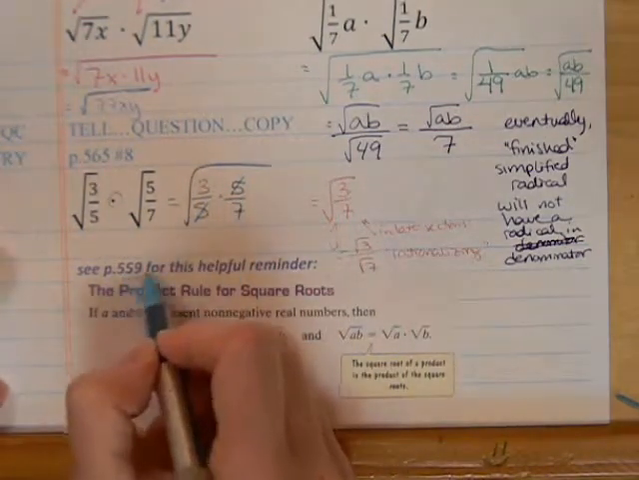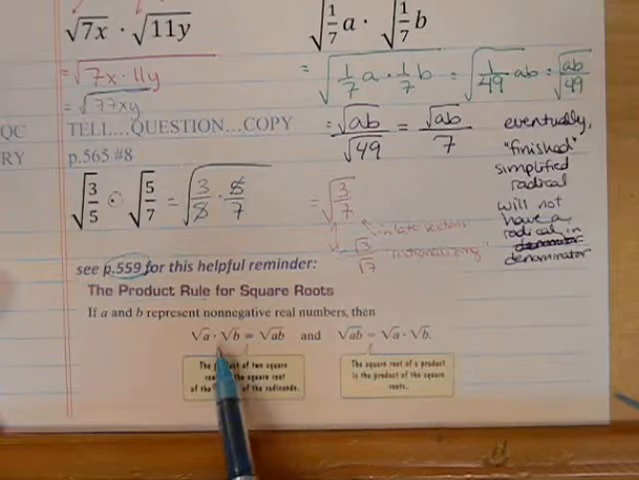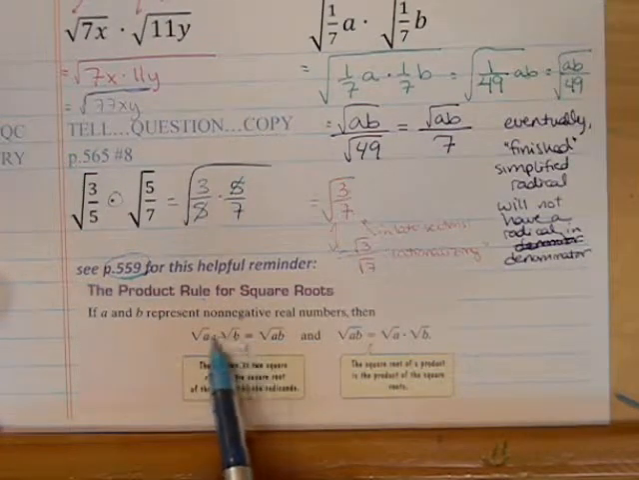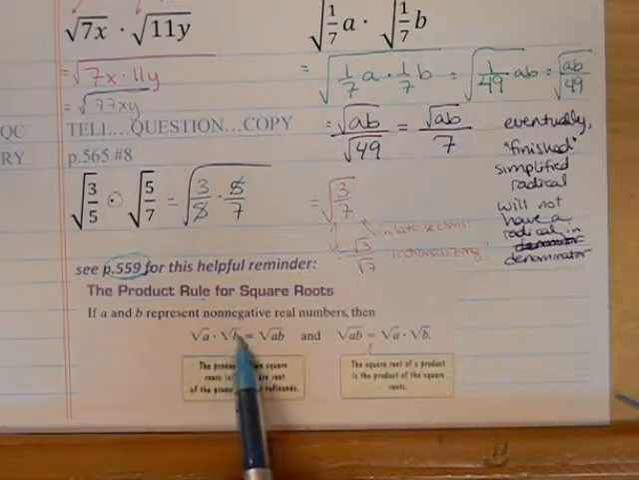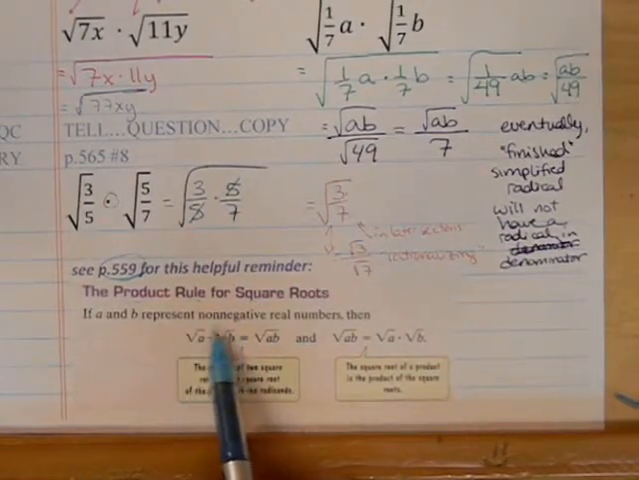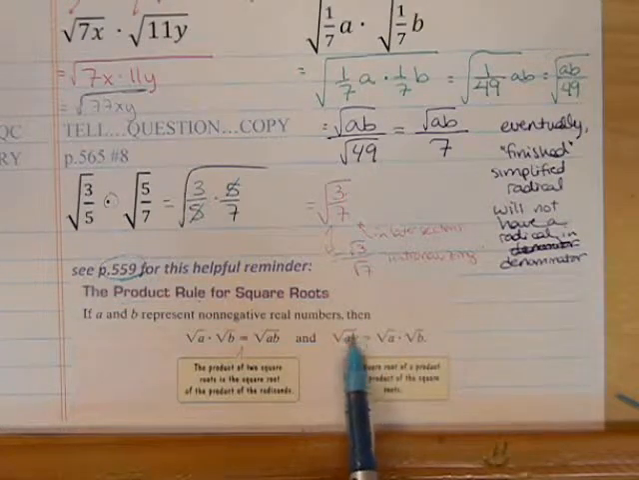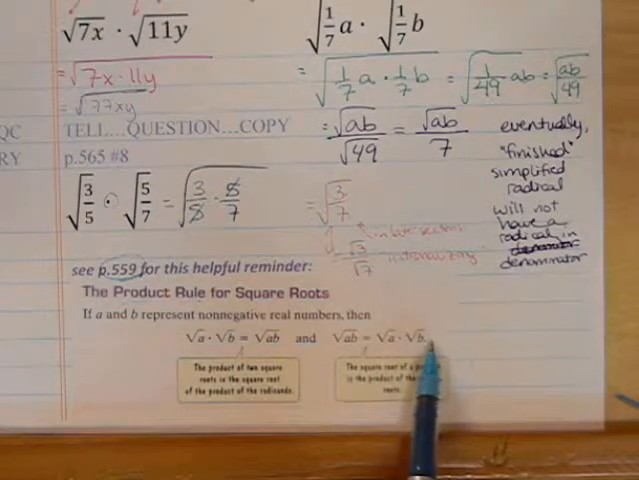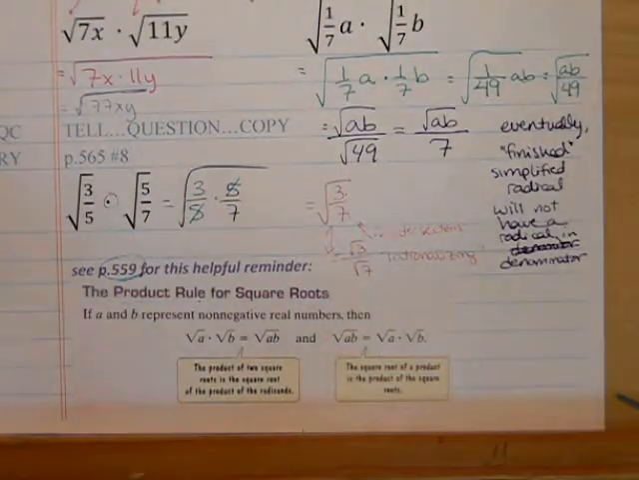And on page 559, there's the reminder about the product rule for square roots, where you can mush them together. You can multiply them together underneath the radical if you have two separate radicals, same index, same root, they're both square roots in this case. Or if you already have that, you can split them apart, and it works for products. And then you'll notice there's a quotient rule as well. It works the same thing for quotient. We've kind of hinted at that already. See you on page 2.